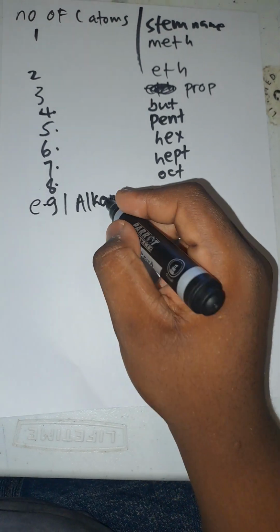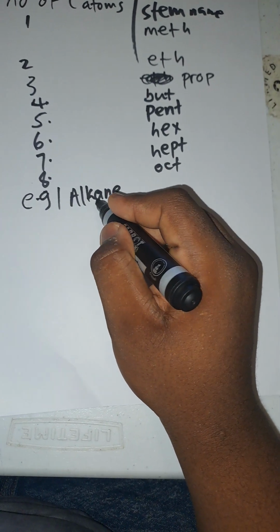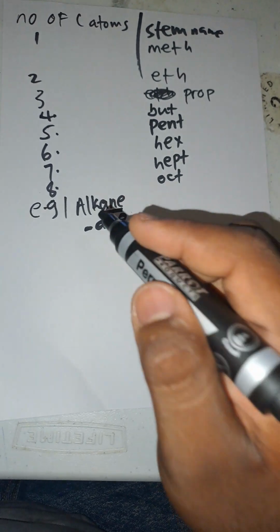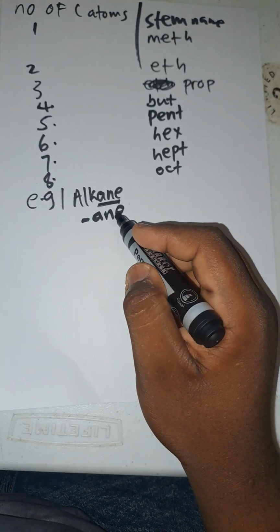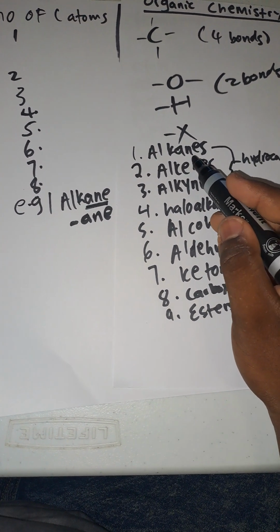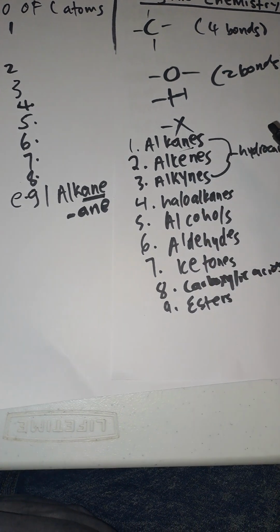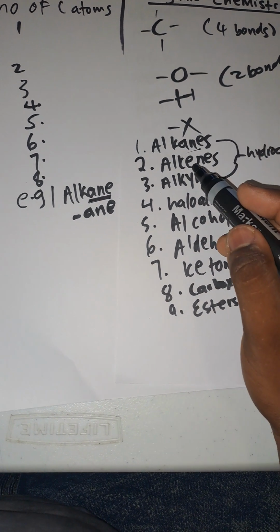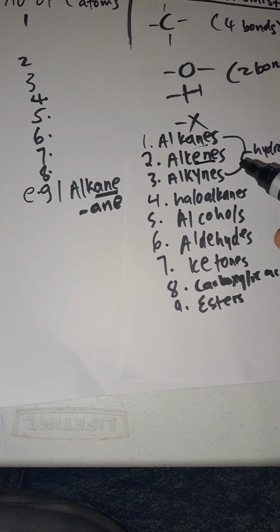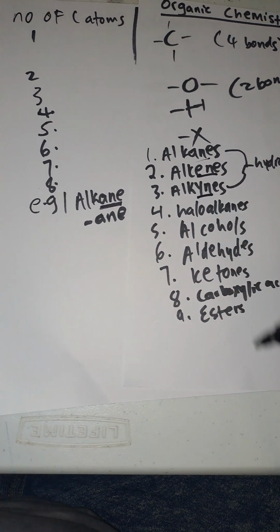This one now, its suffix, it is what? A-N-E. Yeah. So now, as you can see, it is A-N-E. We can even refer to other things here. As you can see, the suffix for alkane, it is what? A-N-E. And then the suffix for alkene, it is E-N-E. The suffix for alkyne, it is Y-N-E.